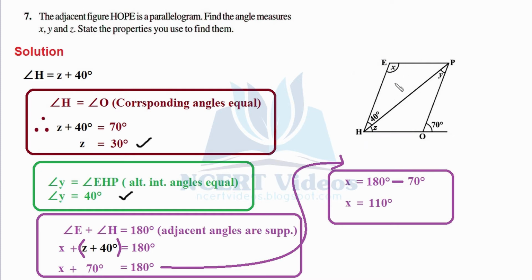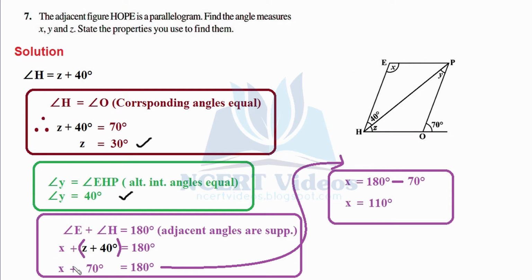Using this very property, we will add both these angles and equate it to 180 degrees. The same we are doing here. Angle E plus angle H, that is equal to 180 degrees, and the reason being adjacent angles are supplementary in case of a parallelogram. We did not write complete statement because we are given that this particular figure is a parallelogram. Now plugging the values. Angle E is equal to X that we need to find plus. Now what is angle H? It is addition of these two angles. Therefore we write Z plus 40 degrees equal to 180 degrees.